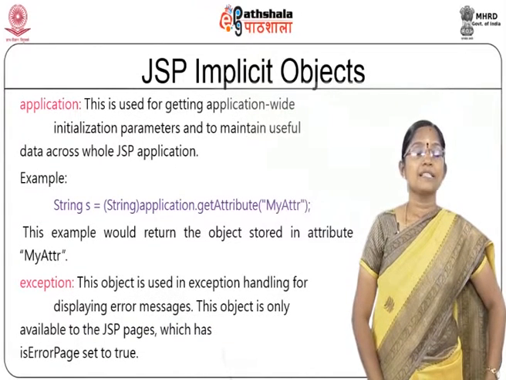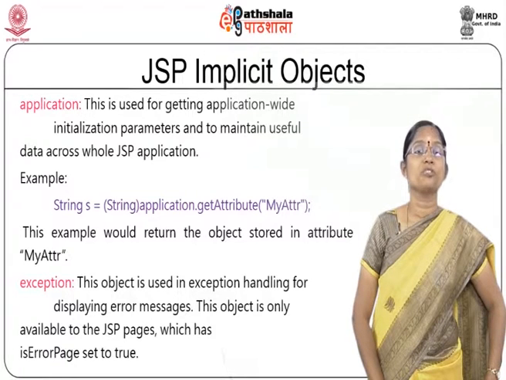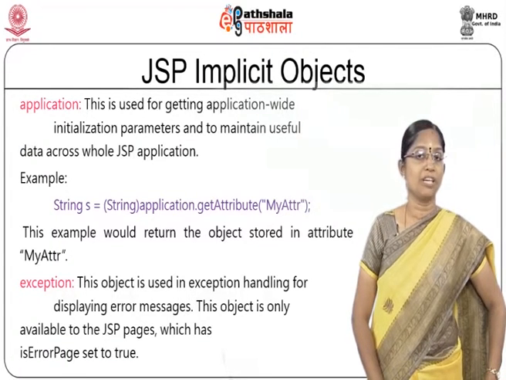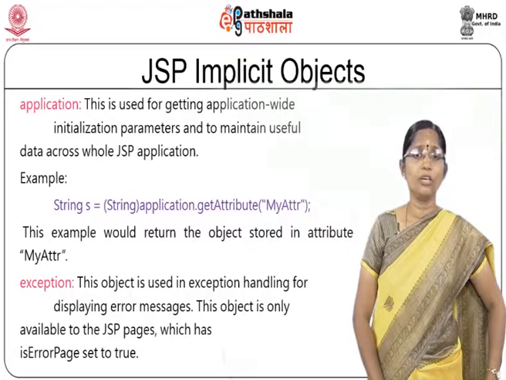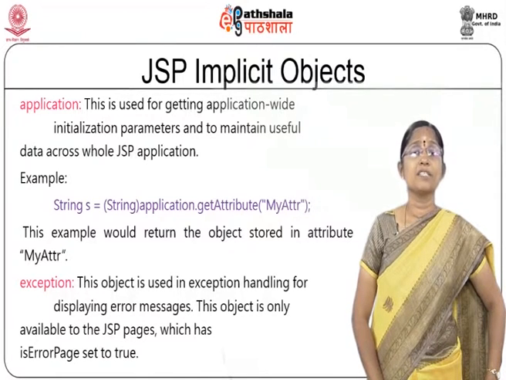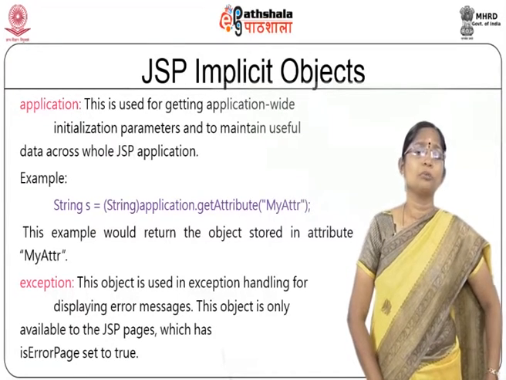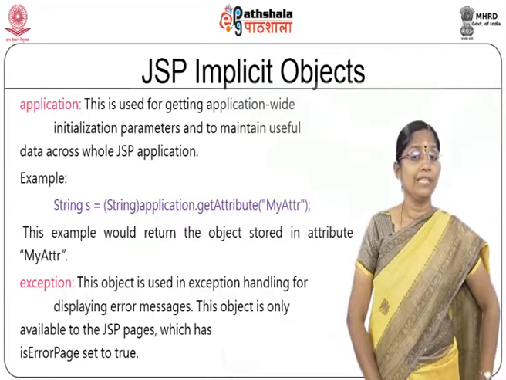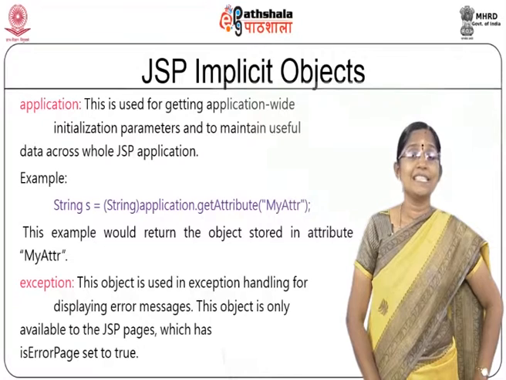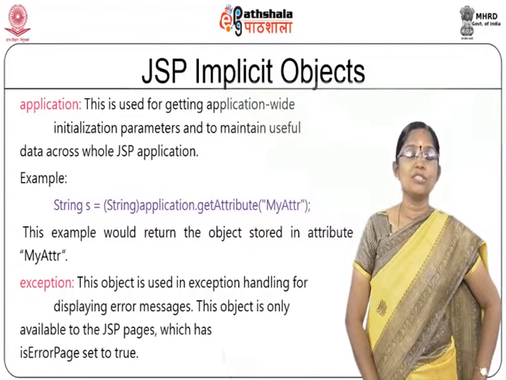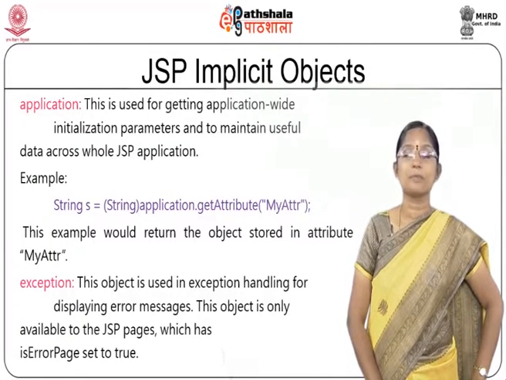So, this is the statement which is used for displaying or sending the content or printing the content on the browser. The next object is the application object. This is used for getting application-wide initialization parameters and to maintain useful data across the JSP application. The next object is the exception object. This object is used for exception handling and for displaying error messages. This object is only available to the JSP pages which have the attribute isErrorPage set to the value true. Only in those cases we can make use of an exception. We are going to see an exception subsequently.